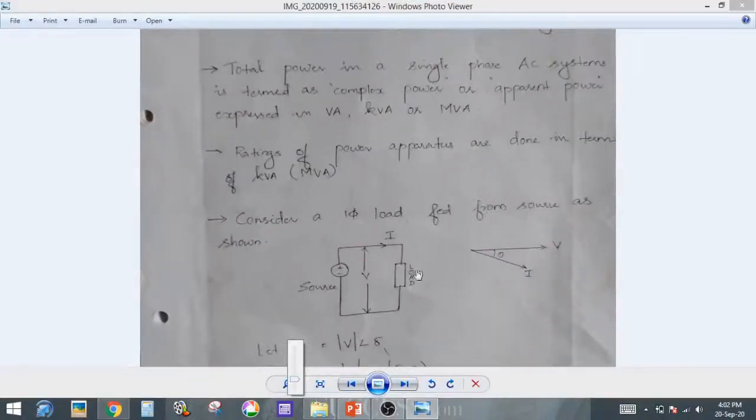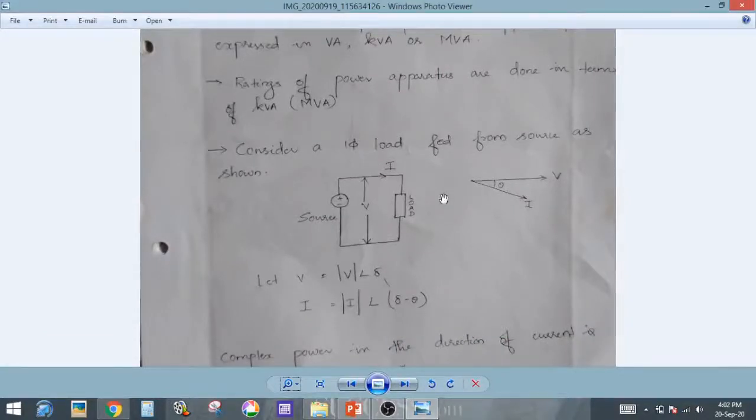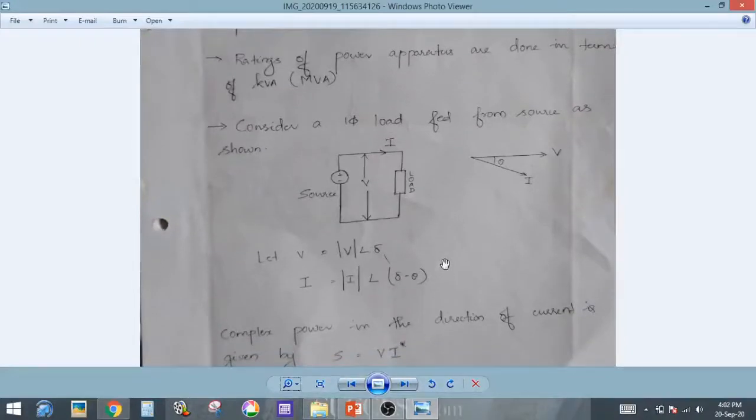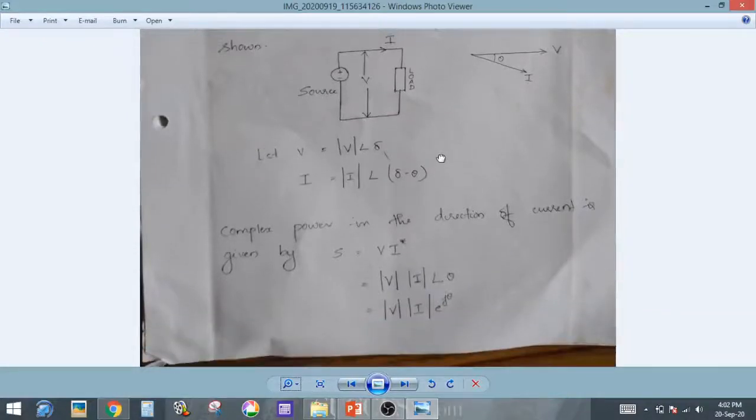Consider a single phase load. Here current I flows from source to load. Current I is lagging with respect to voltage by an angle theta. Let us take voltage as modulus of V angle delta, that is voltage expressed in polar form, and current I can be expressed as modulus of I angle delta minus theta, that is current is lagging with respect to voltage by an angle theta. Here we take the value of delta as 0 because voltage is taken as reference, and since delta is the reference angle, its value is 0.